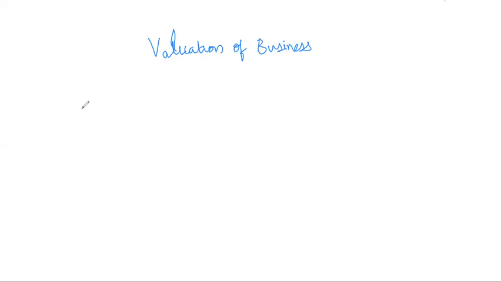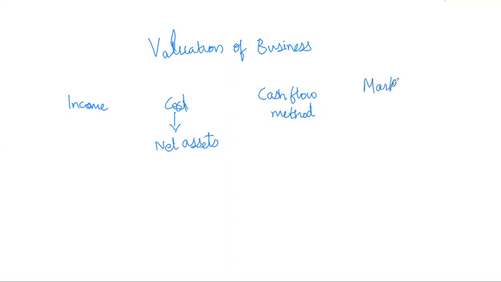So generally there are three methods being discussed, but I would categorize them as four approaches of calculating the value of the business. One is the income approach, the other is the cost approach, which is also called the net assets approach. Okay, so that is the second approach. Third is cash flows, and the last is the market approach. So these are the four approaches through which the business is being valued.